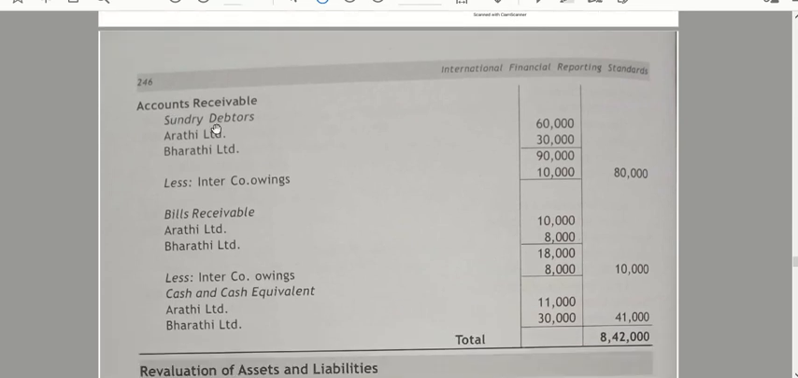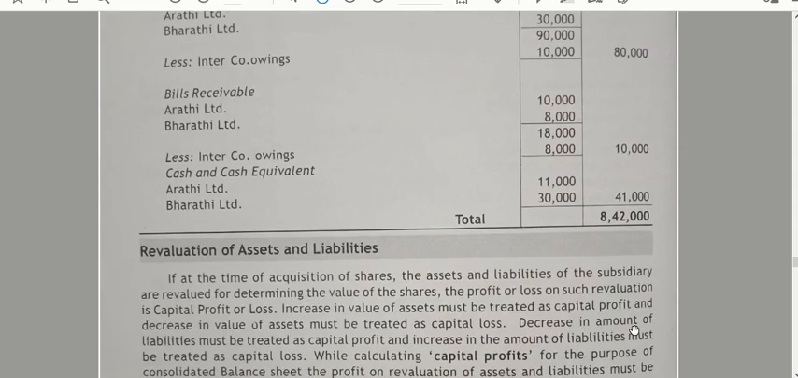Accounts receivable, sundry debtors. Aarti is 60,000, Bharati is 30,000. Less your intercompany owings 10,000. So intercompany owings basically affect your debtors, creditors, bills receivable and bills payable. So bills receivable, Aarti Limited is 10,000, Bharati is 8,000, less your intercompany owings, which is 8,000, the total is 10,000. Cash and cash equivalent, Aarti is 11,000, Bharati is 30,000, so total is 41,000.